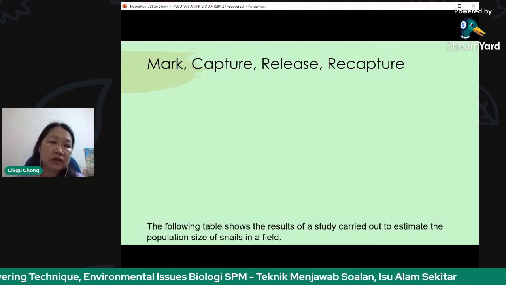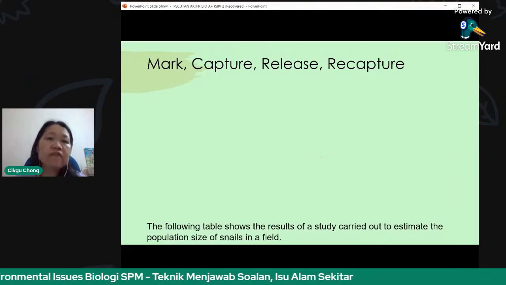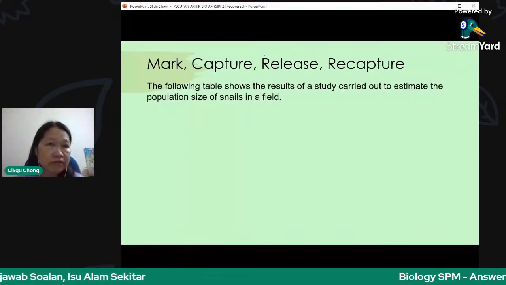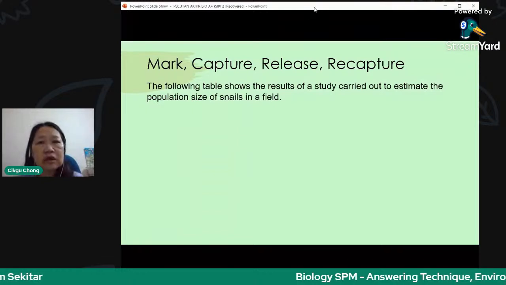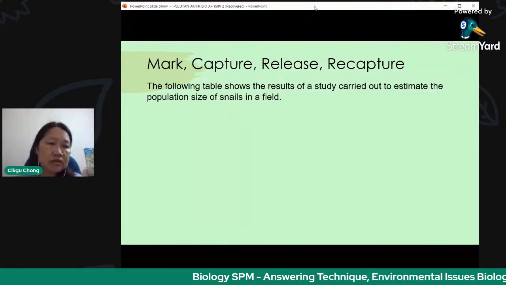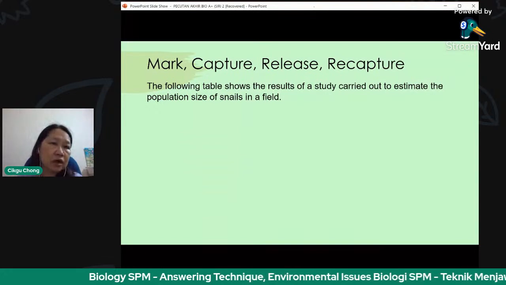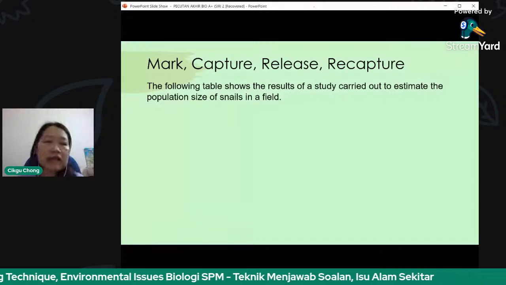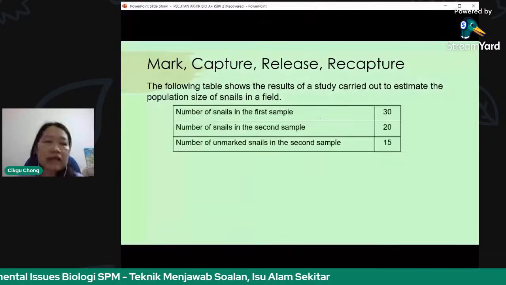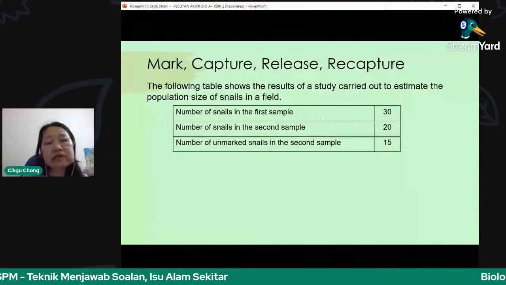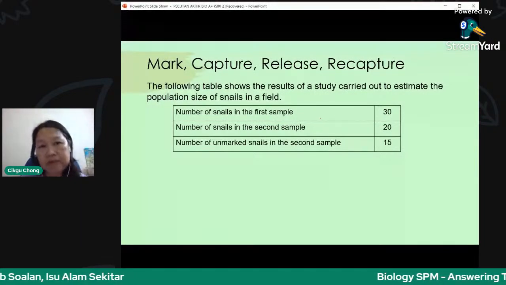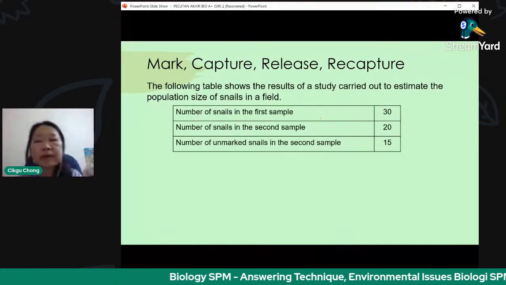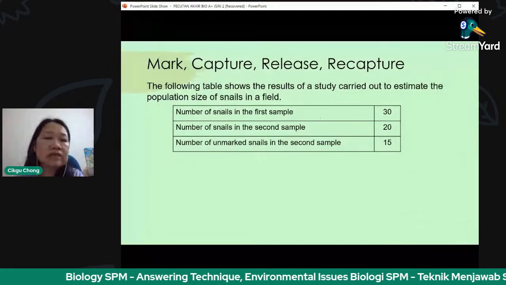Okay, so here I give you a question. So this is the result of a study carried out to estimate the population size of snail, siput babi, right, in the field. So this siput babi, they move, yeah, but they don't move very fast, all right? So you can actually, easy to catch them also, all right? So let's look at the data. Now you have to set a trap to catch your snail. So let's say you put your trap there first time, right? So this is your first sample. After you go away and come back, you see, oh, this is the number of snails that went into your trap. So 30, let's say, right?